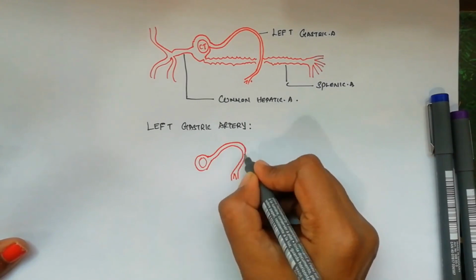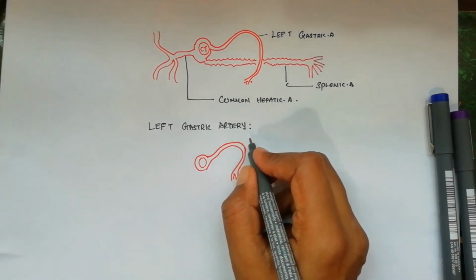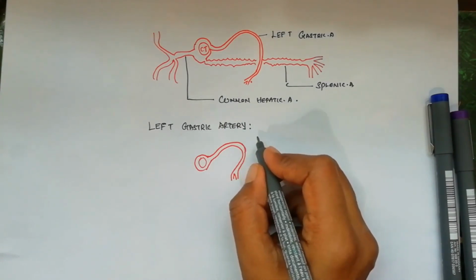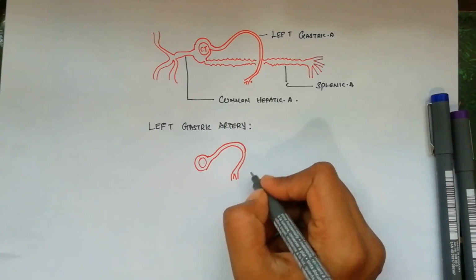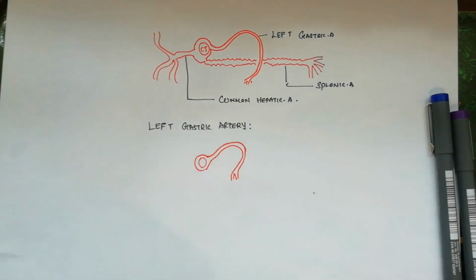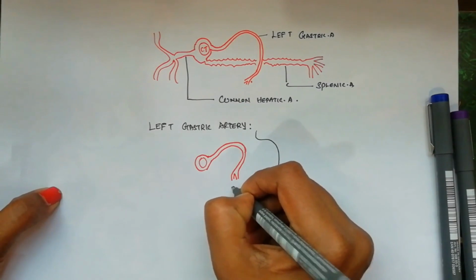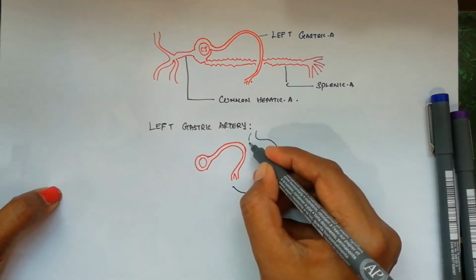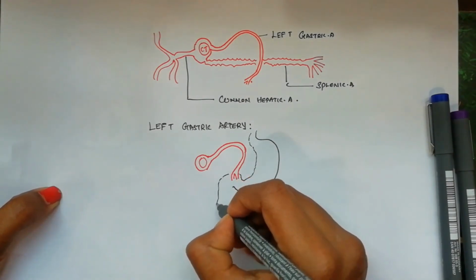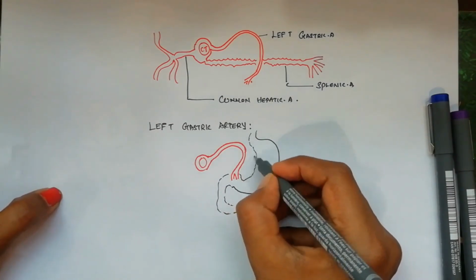So this is how the left gastric artery is arching, that is upwards, forwards towards the left side and near to the cardiac end, and then it is coming towards the lesser curvature of the stomach. So this is the lesser curvature of stomach we have got. If you imagine, we have got stomach over here. So this is the lesser curvature of stomach.